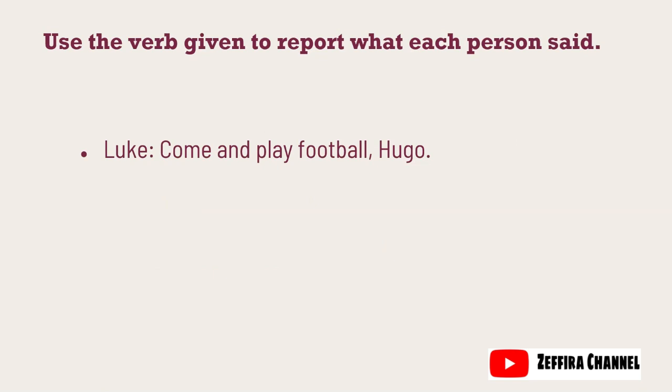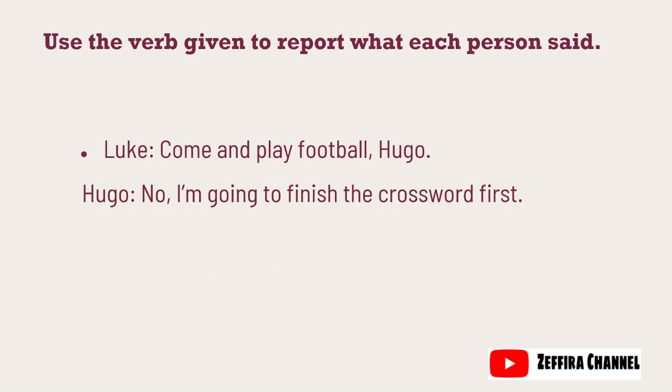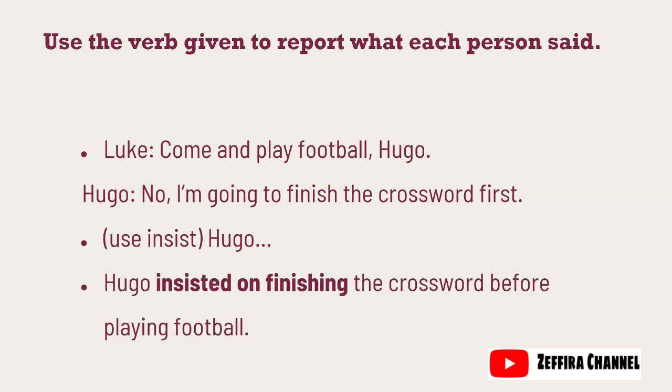Luke: Come and play football, Hugo. And then Hugo: Now I'm going to finish the crossword first. Now can you report what each person said by using the word insist? And then start your sentence by writing the word Hugo. Okay, great. So the answer is Hugo insisted on finishing the crossword before playing football. In this case, we use the past form of the reporting verb insist, so that's why we put ed at the end of the word insist. So insisted, and then add the preposition on and the ing form of the verb. So insisted on finishing the crossword before playing football.